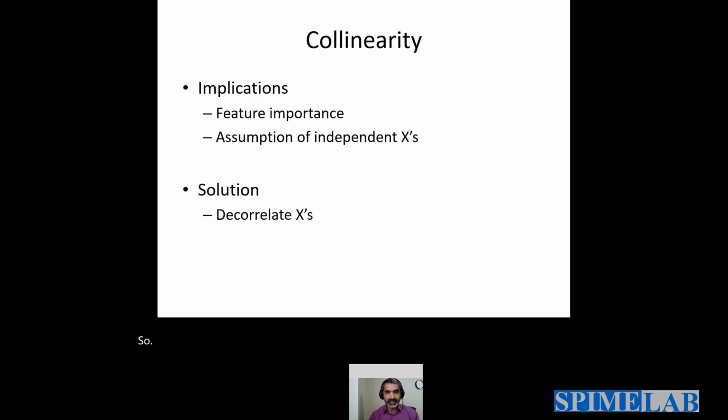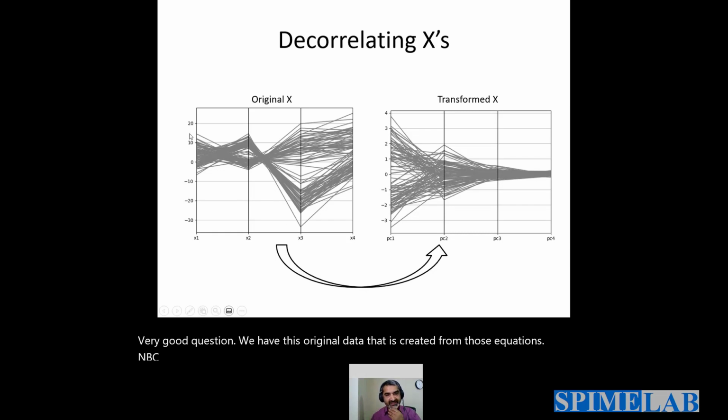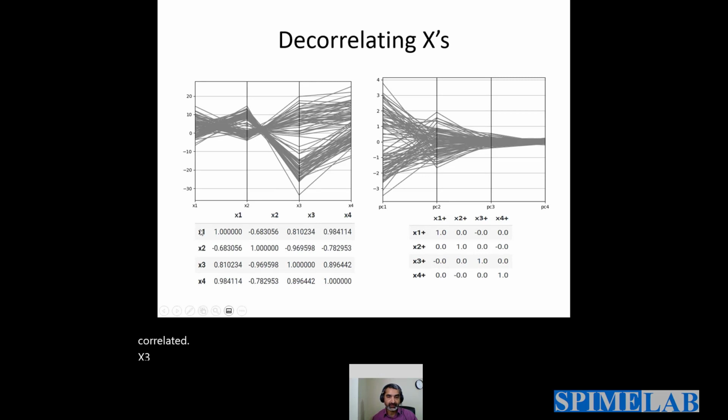Very good question. We have this original data that is created from those equations, and on the left hand side, from the graph, we don't see correlations. These are just numbers, but when we calculate their correlations, we see that X1 and X2 are highly correlated. X3 and X1 are very highly correlated, 0.81. And X1 and X4 are extremely correlated, 0.98. Because we know the equations, we generated this data ourselves.